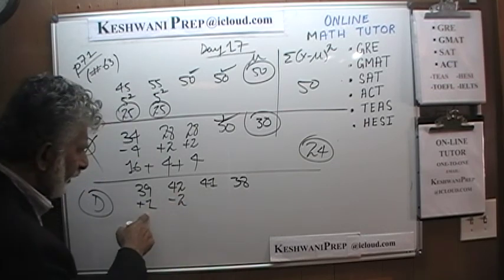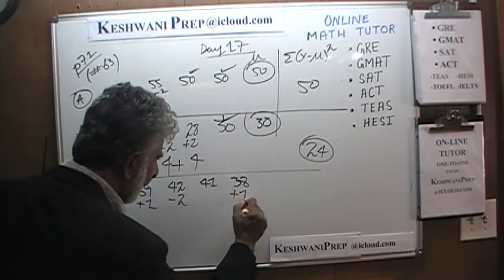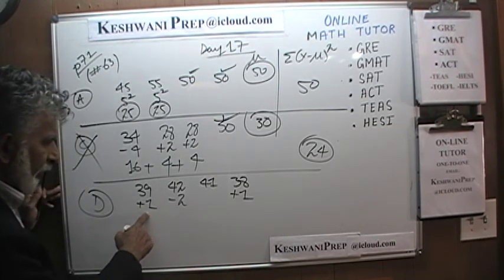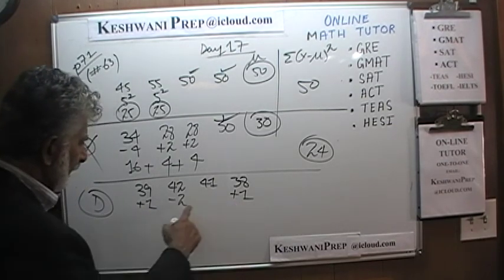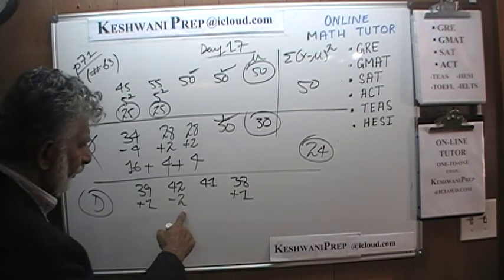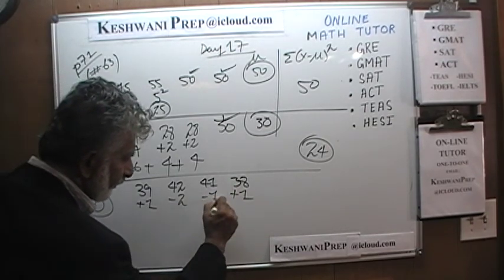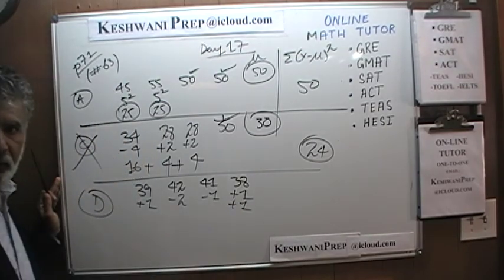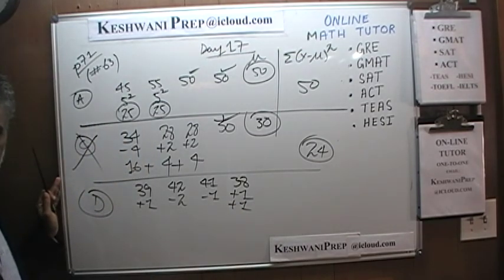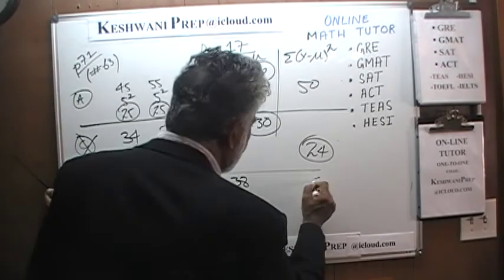So if we take 2 from here, give 1 to this guy, and 1 to that guy. See, we took 2 away from there, give 1 to this guy, 1 to this guy. This is 40, this is 40. Oh, but this guy needs 1 more. This is 38, this is 39. So why don't we take 1 away from this guy and give 1 to this? There you go. You see, they all become 40. The mean is 40.